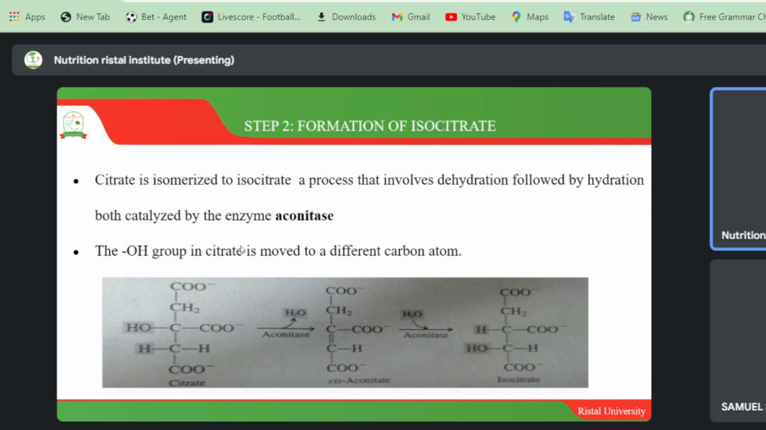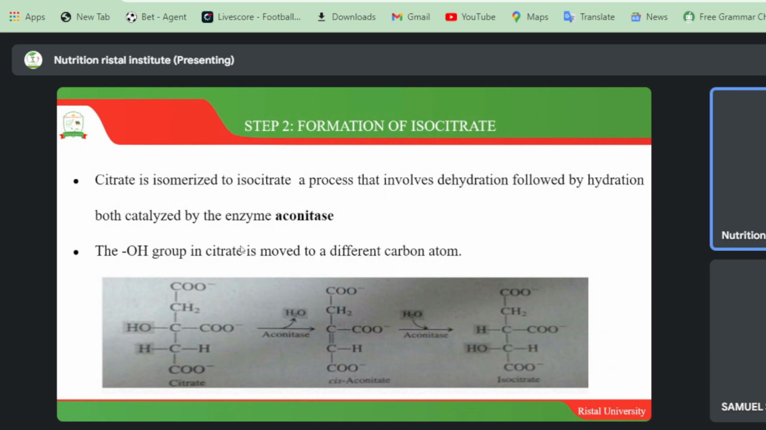The OH group, which is the hydroxyl group in the citrate, is moved to a different carbon atom. That's where we get to understand what isomers are. Like we had an earlier lecture on carbohydrates and their structures, we briefly mentioned something about isomers. They have the same molecular formula but different structures. This is exactly what you see.